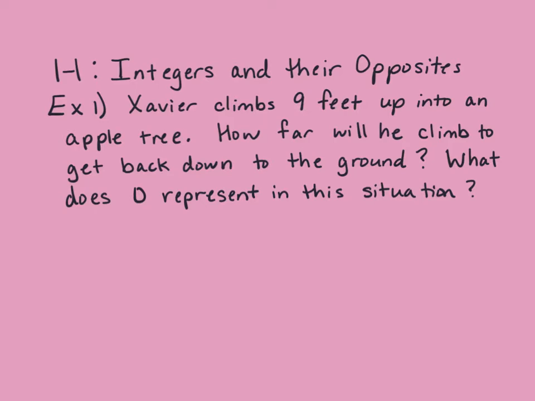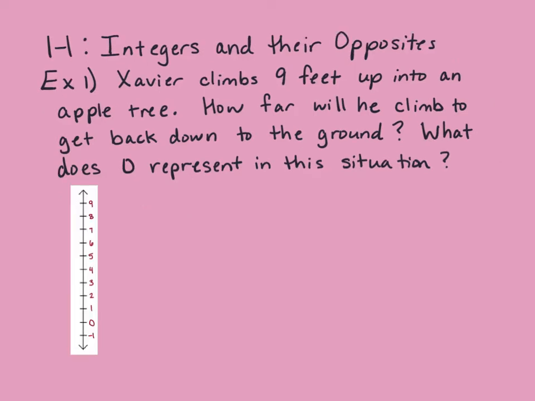Example 1. Xavier climbs 9 feet up into an apple tree. How far will he climb to get back down to the ground? What does 0 represent in this situation? We could represent this using a vertical number line. We know that Xavier climbed 9 feet up into the apple tree, so he ends up being right here, 9 feet up. So that means he would have started at 0 and went up to 9, as represented by this arrow.